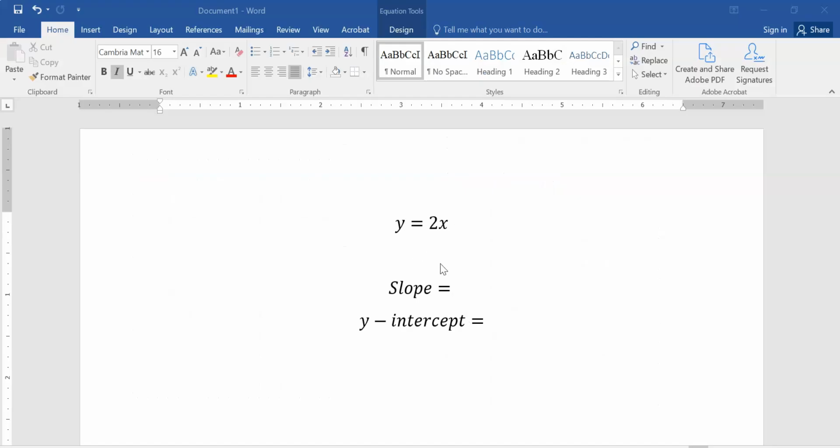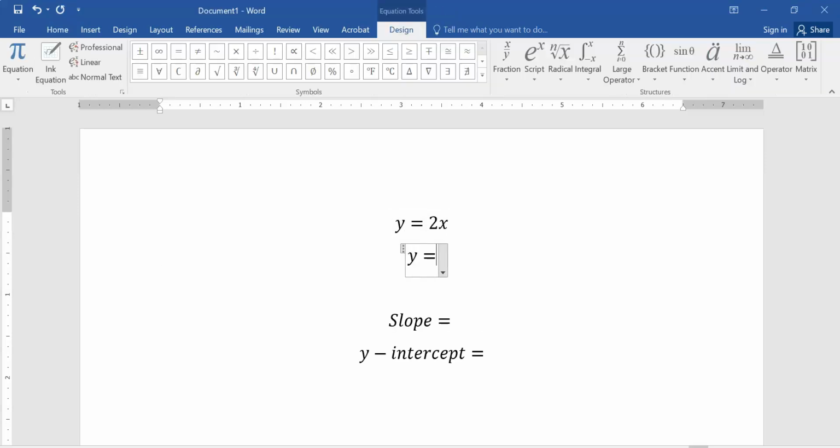So let's look at it as a Word document. Basically, in this Word document, y equals 2x. Well, if we were to identify, remember the slope-intercept form looks like this. It looks like y equals mx plus b. Well, here, the m, that's our slope, the coefficient of x is a 2. So we can just write slope is 2.